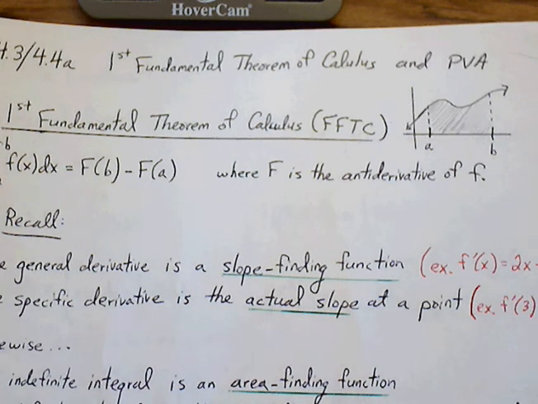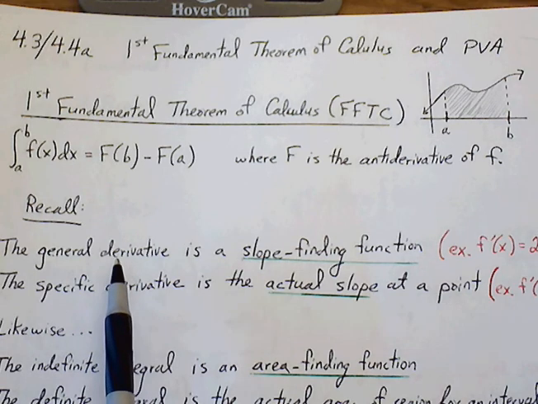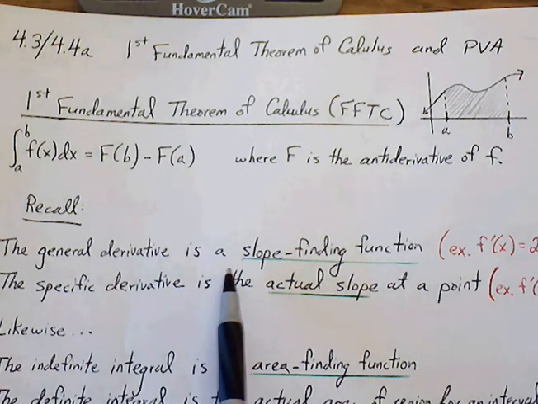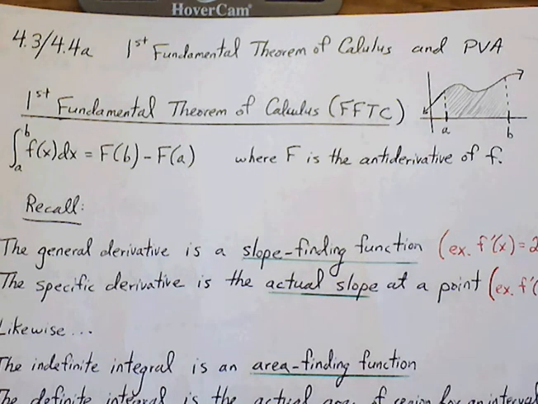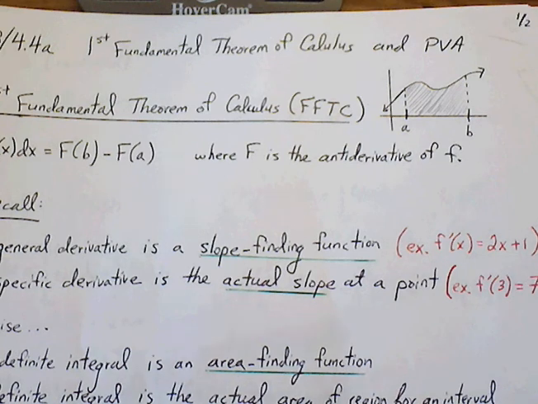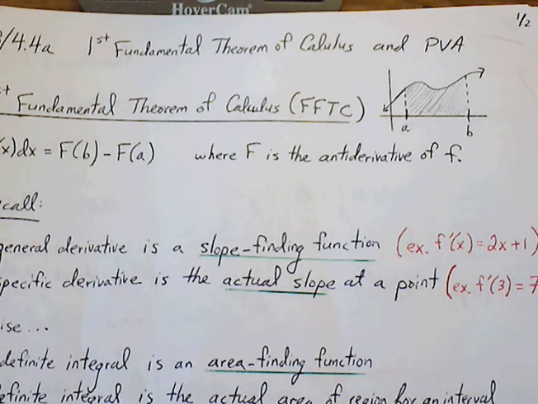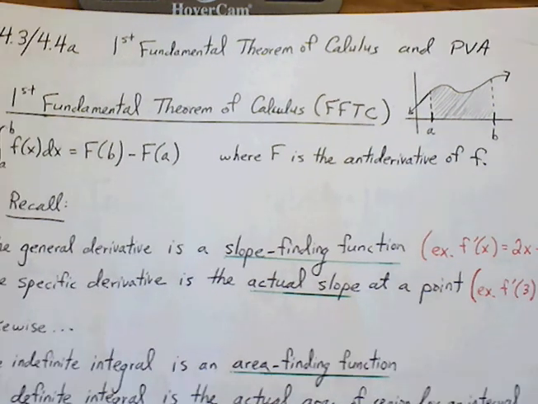Now let's recall a couple of concepts that we studied in first semester, and it's that a function's general derivative is essentially a slope-finding function. Right. So if I find a derivative and I end up with 2x plus 1, then this 2x plus 1 can be used to find the exact steepness at any x value I give it on the graph.